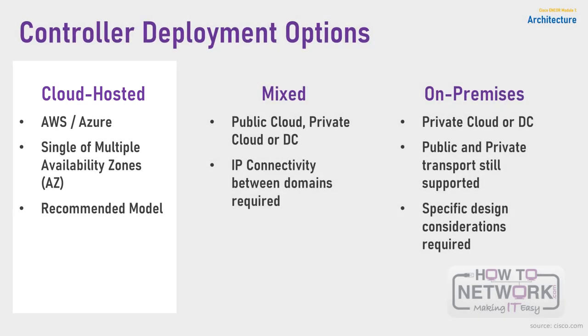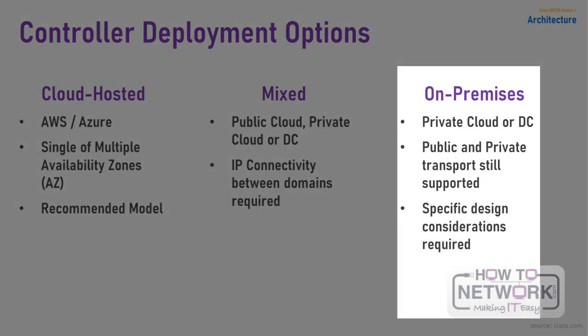You can also deploy controllers entirely on-premises, the right column over there. You can use public and private transport networks, but you must consider some specific design issues. And we could also do a mix of the two deployment models. It's important to point out that the controllers must be able to reach each other at an IP level, and the vEdge devices must be able to reach the controllers, because they're going to need to talk to each other regardless of where they are.